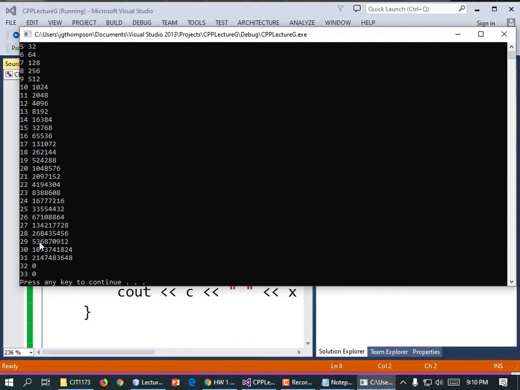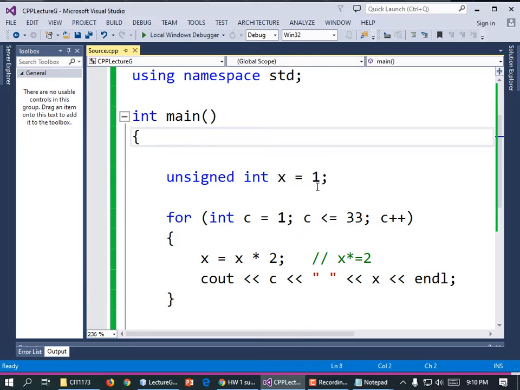See, it got up to 2 billion. And really, it would get up to 4 billion, but not to 4.2 billion or whatever the double of 1 is. So by making it an unsigned value, it can go twice as high, but it can't go negative. So what do I mean by that?